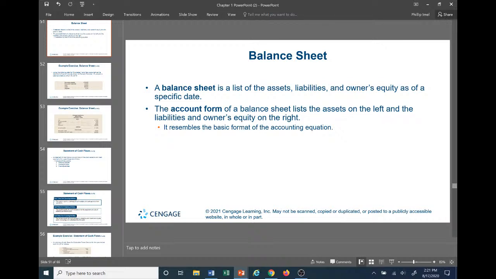Okay, the account form of a balance sheet lists the assets on the left and the liabilities and owner's equity on the right. So once again, this is going to resemble the basic format of the accounting equation. Because remember, assets equals liabilities plus owner's equity. So there you see the account format on the balance sheet. Once again, like I said, that's why this accounting equation is so imperative that you know it. It's going to make your life so much easier. I cannot stress that enough.